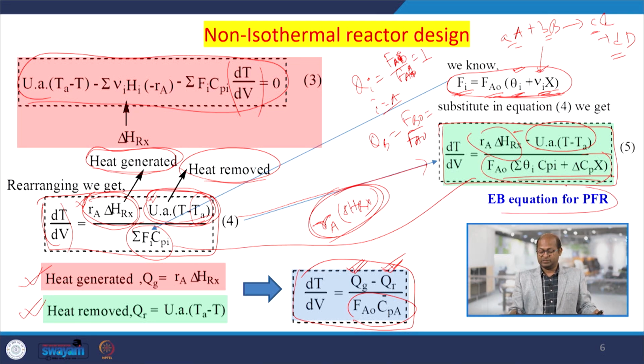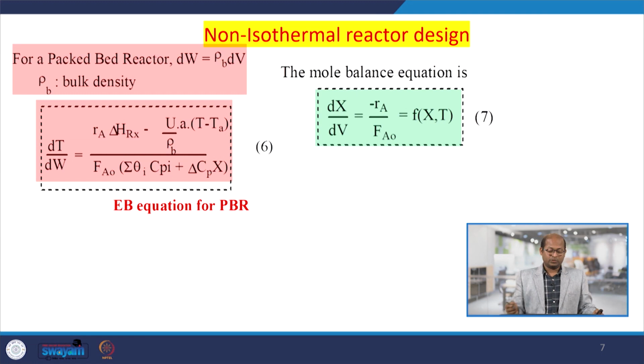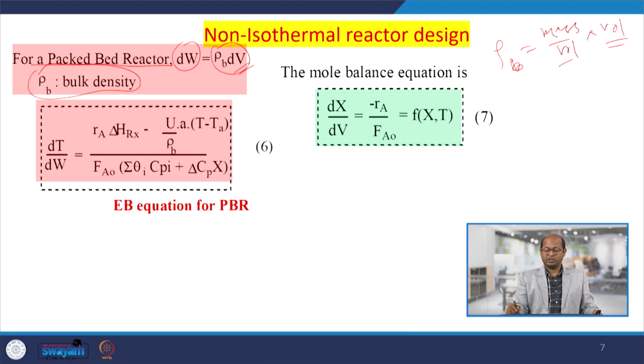This is the energy balance equation for plug reactors. Now if the system is a packed bed reactor, then instead of volume it would be converted into W, dT by dW, that also we have discussed. In the packed bed reactor, dW equals rho B, the bulk density of the catalyst, that is mass per unit volume, multiplied with the volume. So then mass would come.